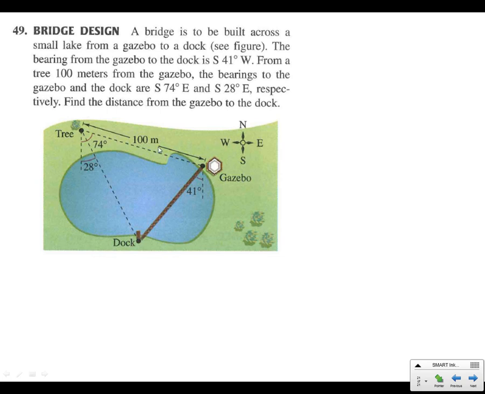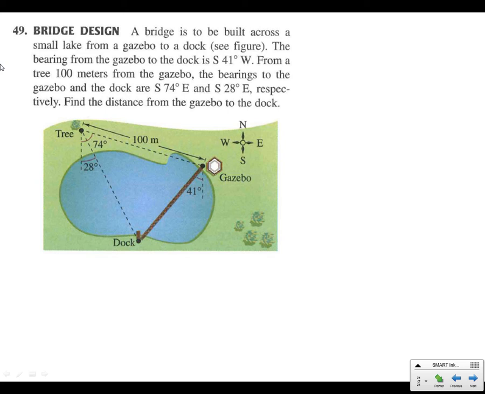From a tree 100 meters from the gazebo, the bearing to the gazebo and the dock are south 74 east. So if I look straight south from the tree and spun 74, I'd look at the gazebo. If I was at the tree and looked south and then spun 28 degrees, I'd look at the dock. Find this distance from the gazebo to the dock.